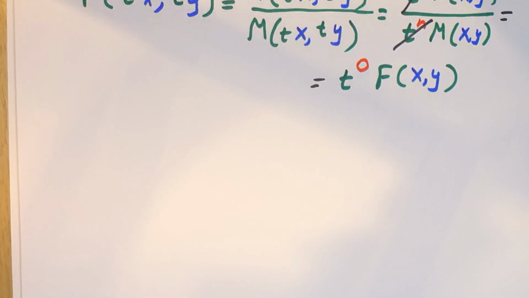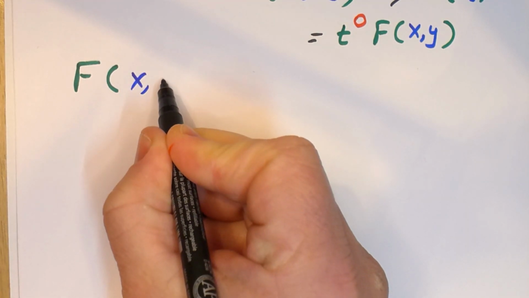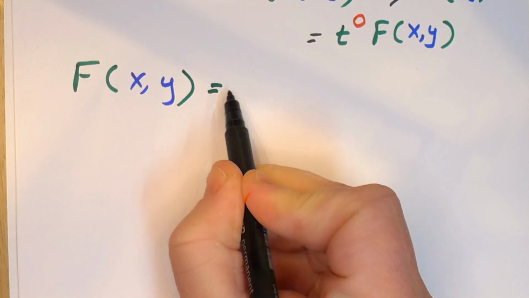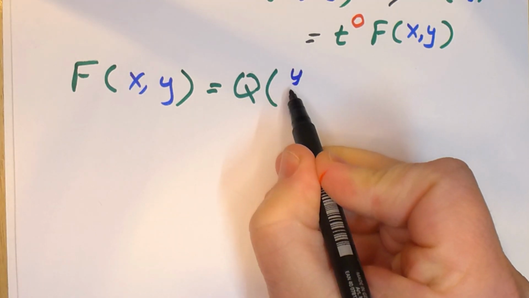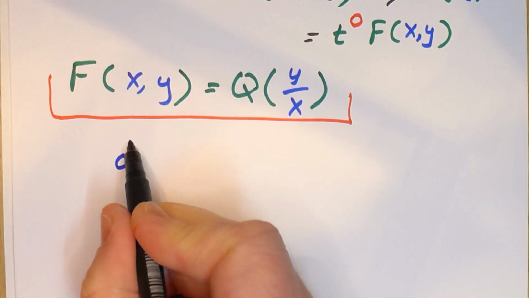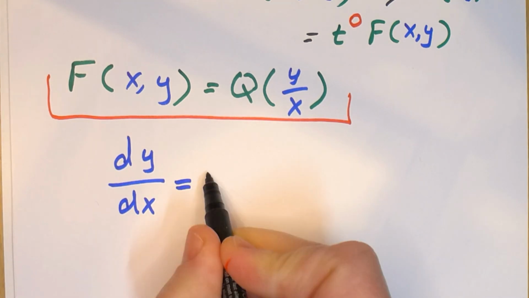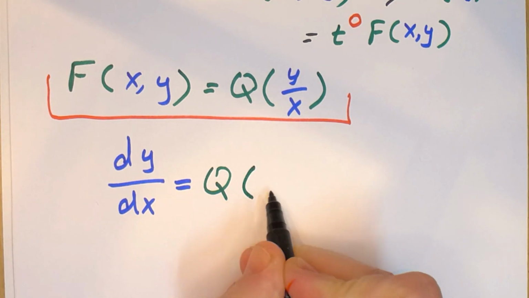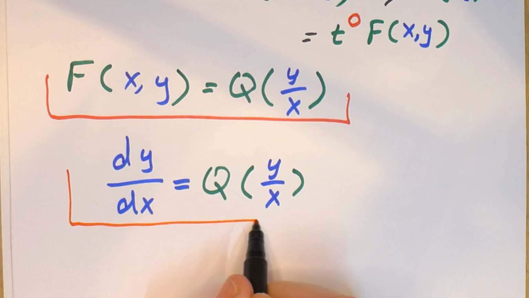And the theory says that this function f can be represented as a function q of y divided by x as a parameter. And in this case we can rewrite our differential equation as dy over dx is equal to q of y over x. This is another definition of a homogeneous equation.